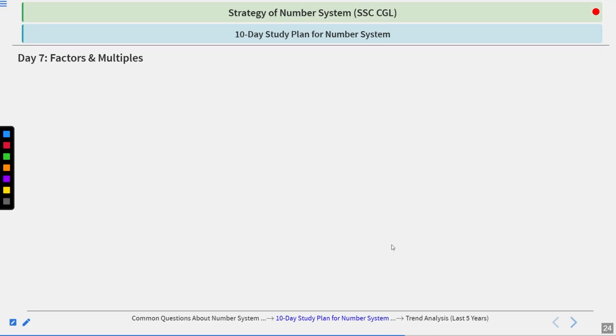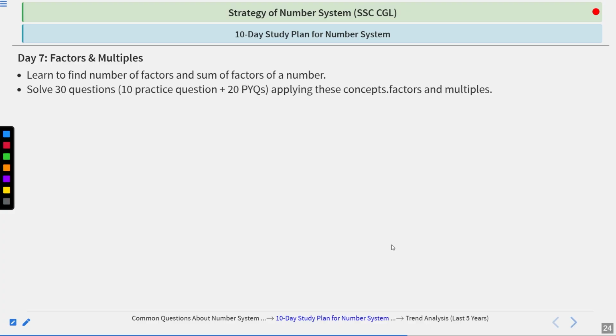On day 7, factors and multiples of a number. So you need to learn the factors, how to find the number of factors, and the sum of factors of a number. Solve minimum 30 questions, in which 10 should be practice questions and 20 should be PYQs, applying these concepts of factors and multiples.